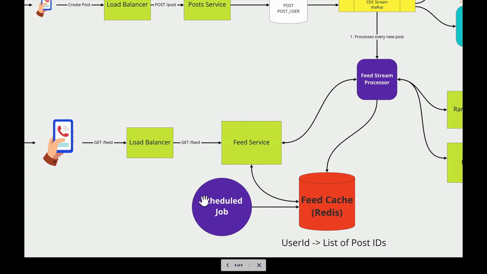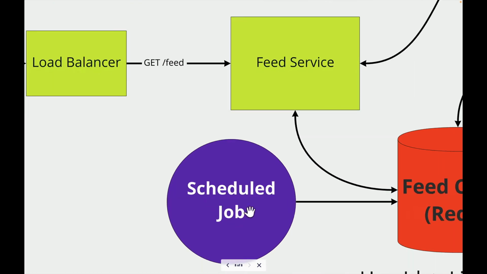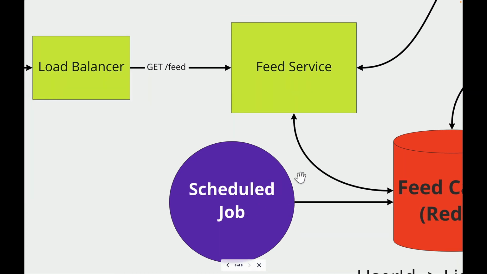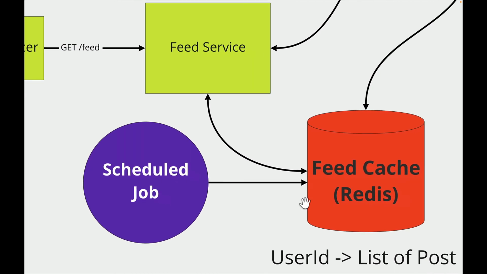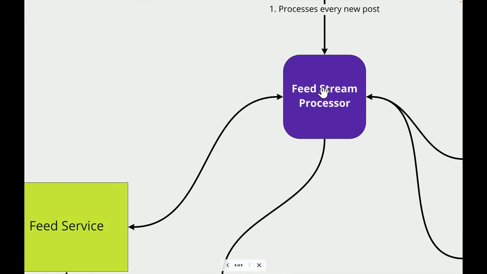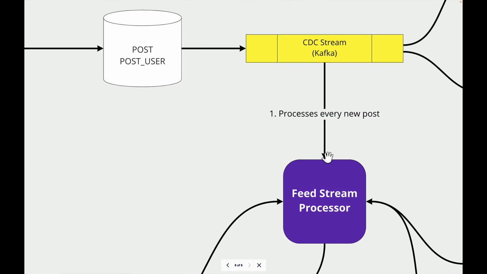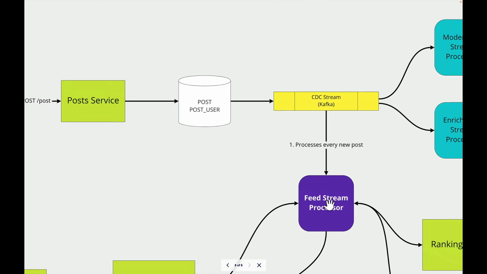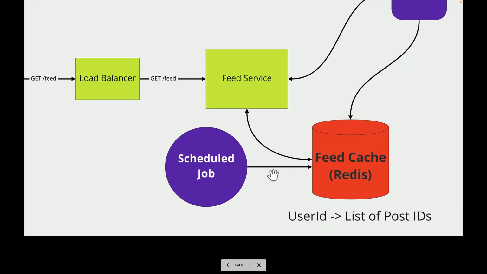Offline, you can have another process, which is going to be a scheduled job. This is going to iterate through all the users in your app and recompute the feed of that user and stick it into the cache too. So you have a real-time system happening based on the CDC stream and the feed processor, and you have a more offline system, which is going to be a scheduled job doing it.